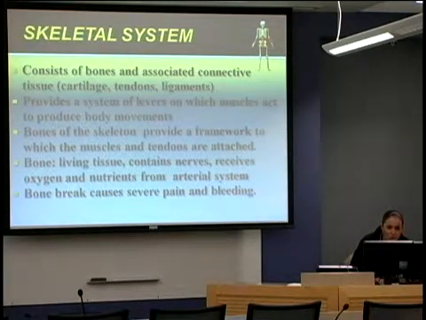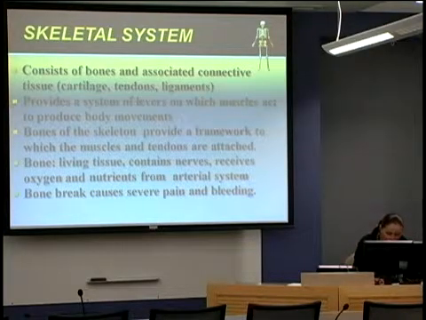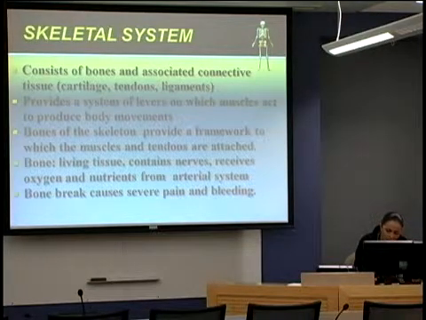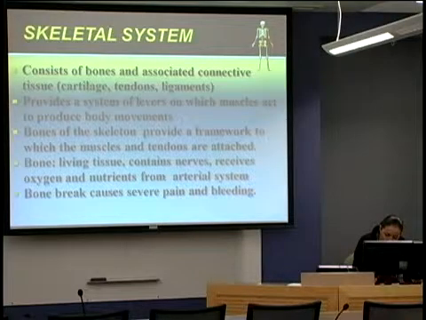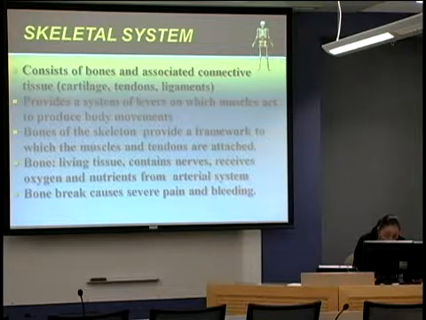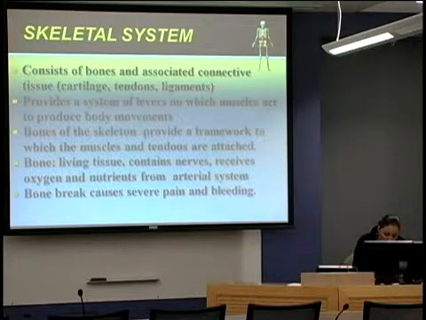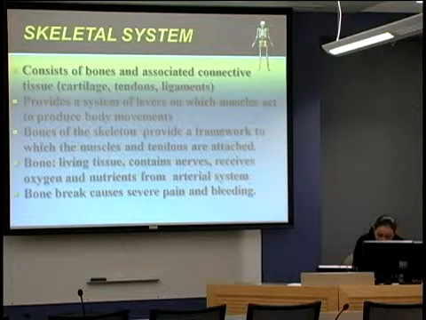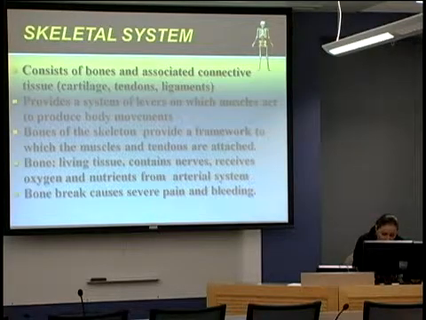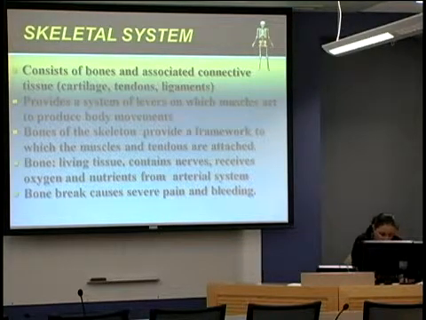Just a brief introduction and reminder about the skeletal system. It consists of bones and associated connective tissue, including cartilages, tendons, and ligaments. The skeletal system provides a rigid framework for support and protection of our vital organs. It also provides a system of levers on which muscles act to produce body movements. The bones of the skeleton provide a framework to which the muscles and tendons are attached. Bone is a living tissue that contains nerves and receives oxygen and nutrients from the arterial system. That's why when a bone breaks, the patient typically experiences severe pain and bleeding.